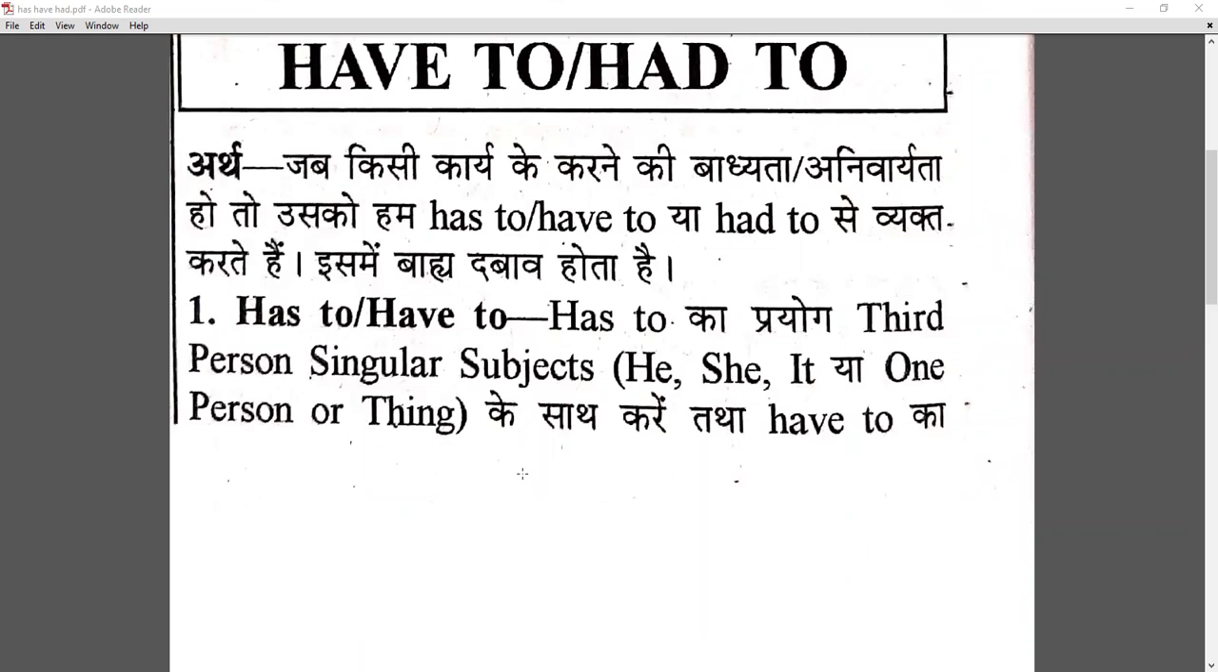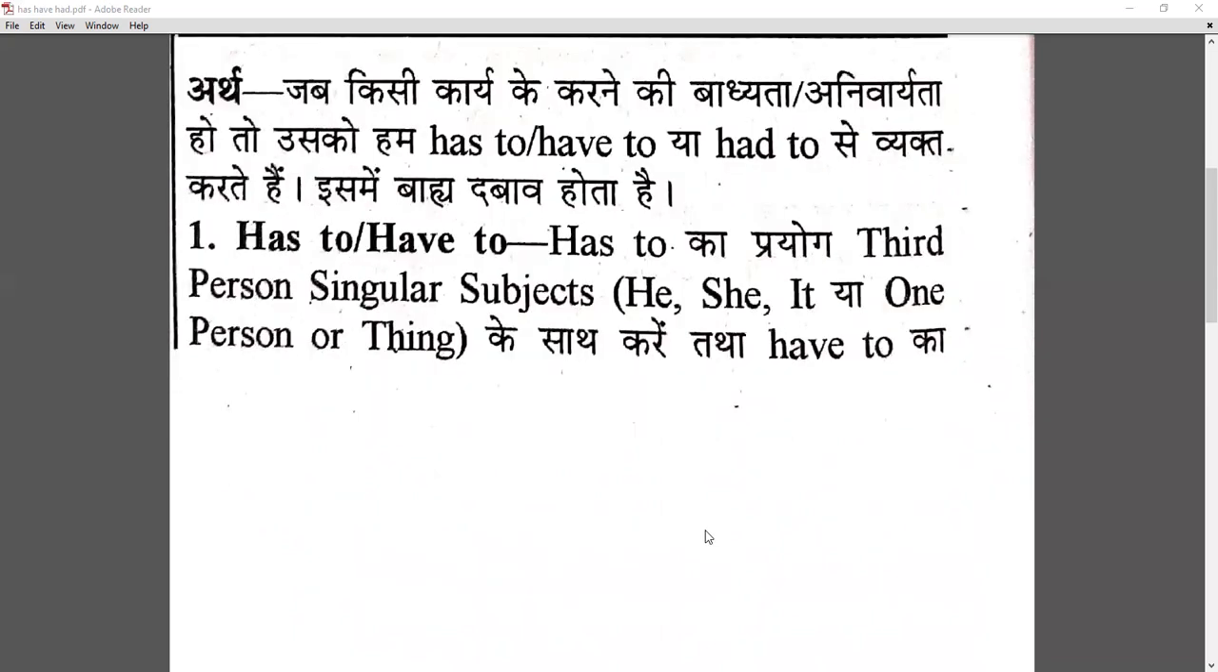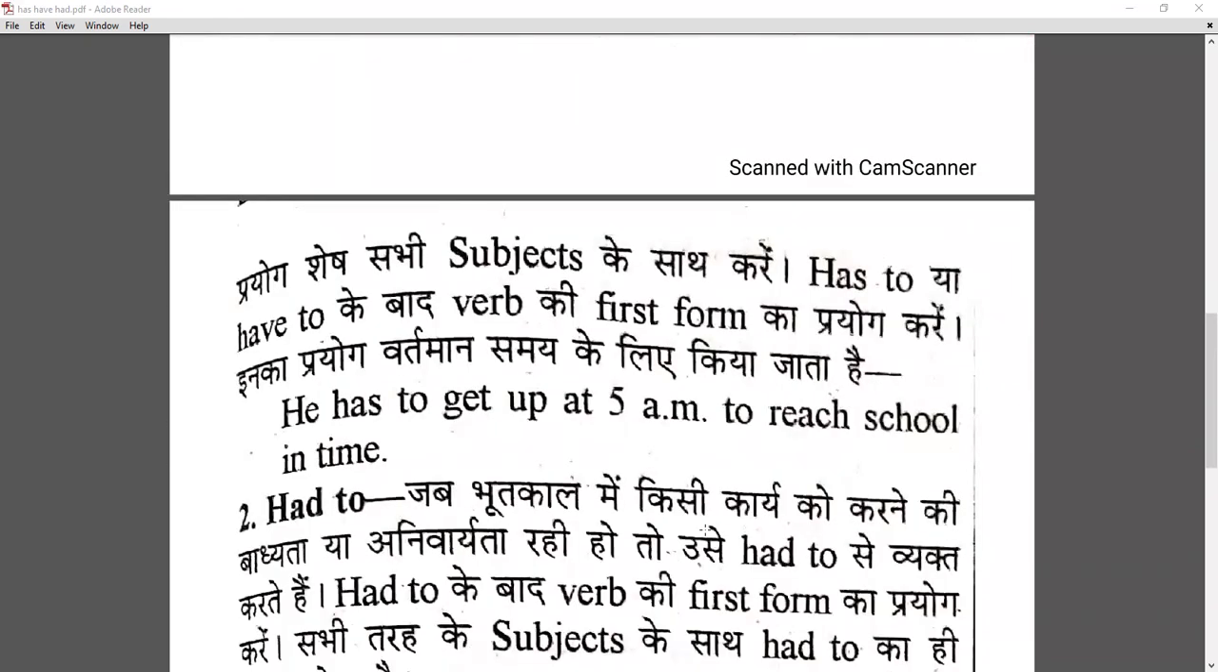So see, has to का use हम करते हैं कहाँ पे? When we have third person singular subjects, that is he, she, it, one person or a thing. कभी भी जब हमारे पास third person singular subjects होते हैं, we always use has to. And when we are going to talk about have to, other rest any kind of subjects you have, उसके साथ में आप have to को use करते हैं. Along with this, the second thing that you have to keep in your mind is, has to या have to के बाद में you are going to use the first form of the verb. Okay. इसको जब आप यूज करोगे तो प्रेजेंट टाइम के लिए यूज करोगे, that is has to and have to are used for present tenses.